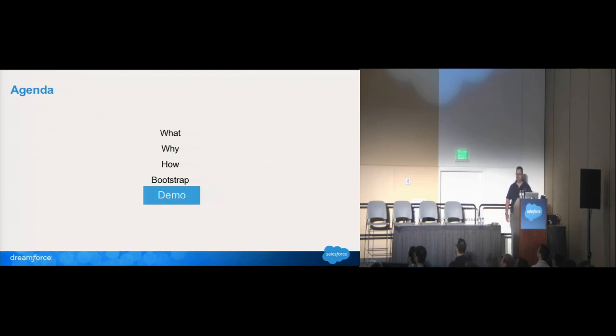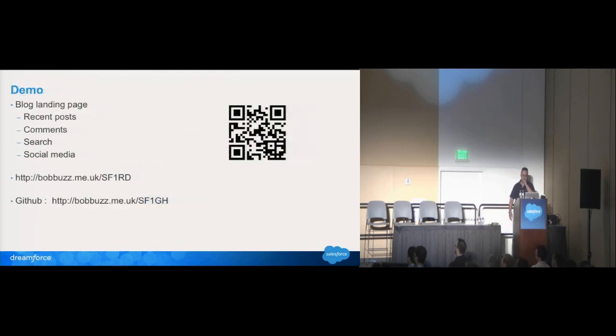Okay, so now on to the demo. So the demo is, as I gave you a quick peek at the beginning, there's a blog landing page. It's got some recent posts in it. Users have the ability to add comments to those posts. They can search the posts that are in there, and also there's some links to social media, to my Facebook and Twitter profiles. So there's a QR code there if you want to access it on a mobile device. There's the short link there, and the code is available on GitHub at that repository shown.